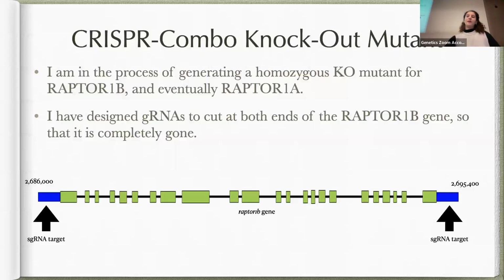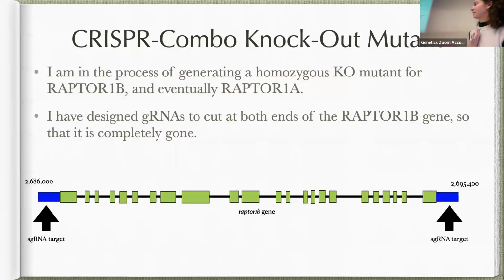So I have been working with this system called CRISPR Combo for the last 3 years. Basically, and I'll go through the protocol on the next slide, what it allows us to do is generate potentially a homozygous knockout mutant for Raptor 1b and Raptor 1a. I'm starting with Raptor 1b because it's the more highly expressed. It's the one that we have the most data on, but eventually both of them will be tested.